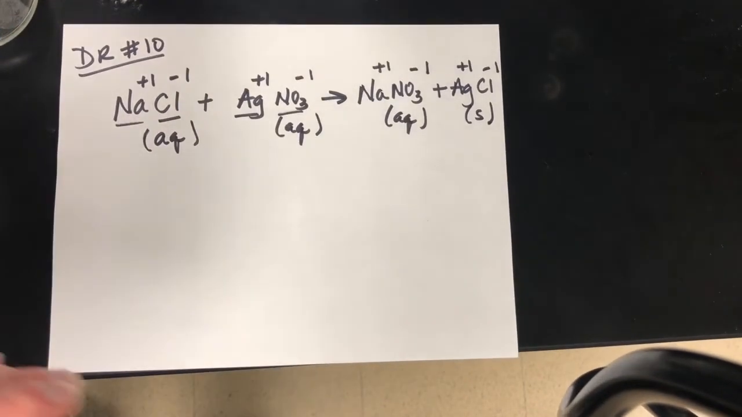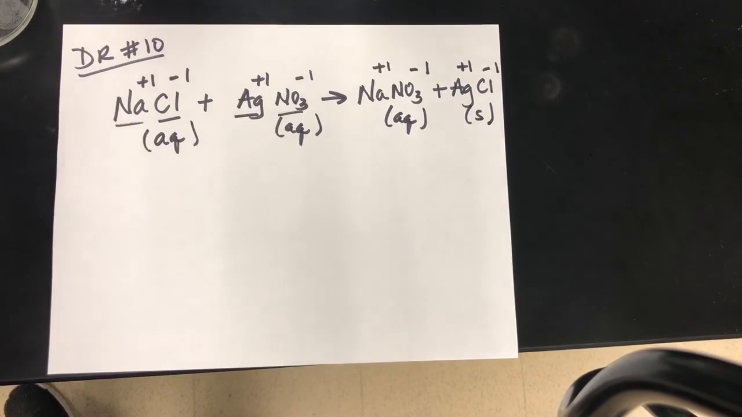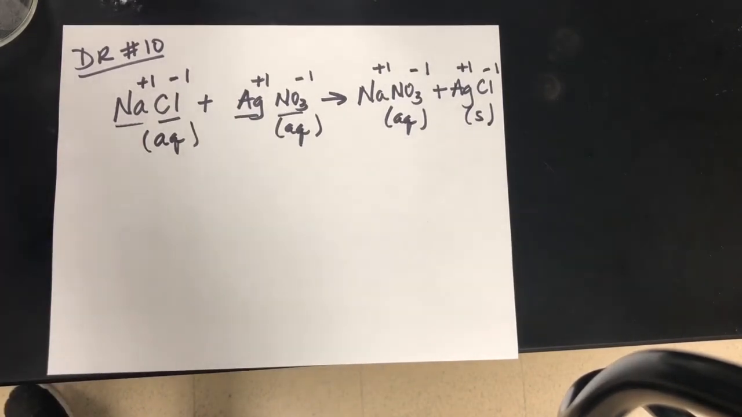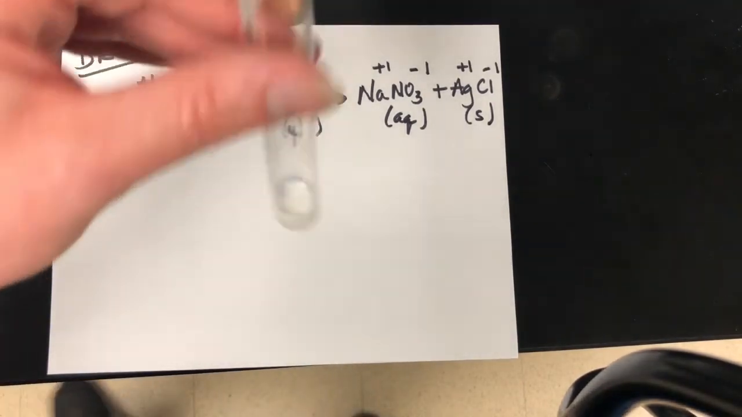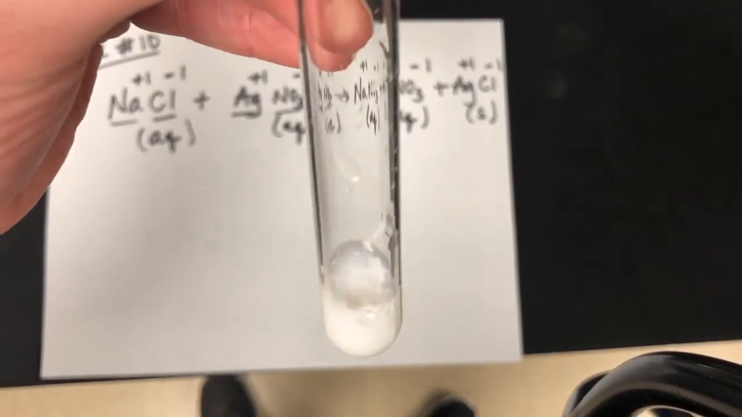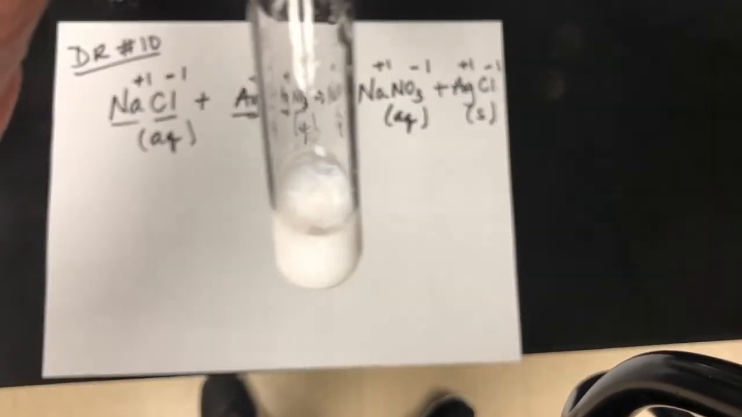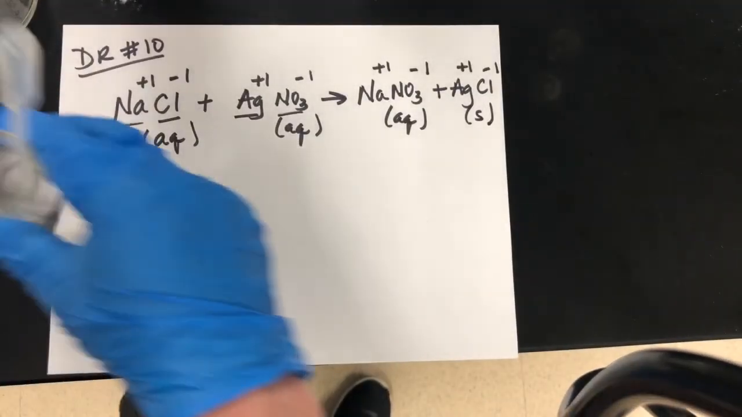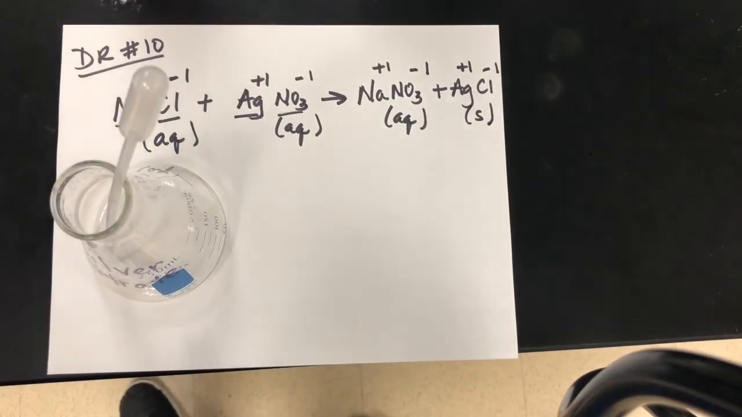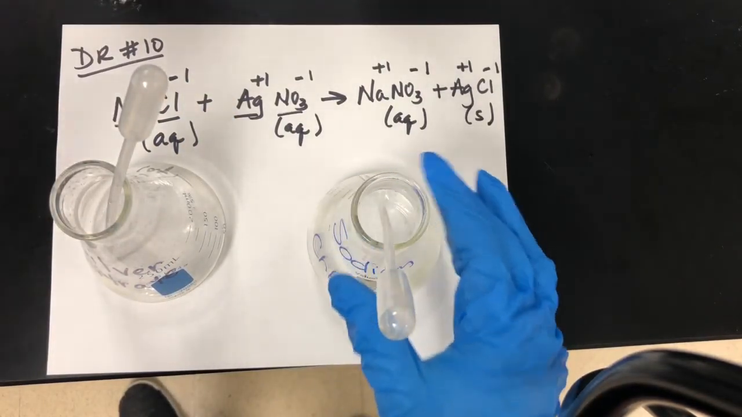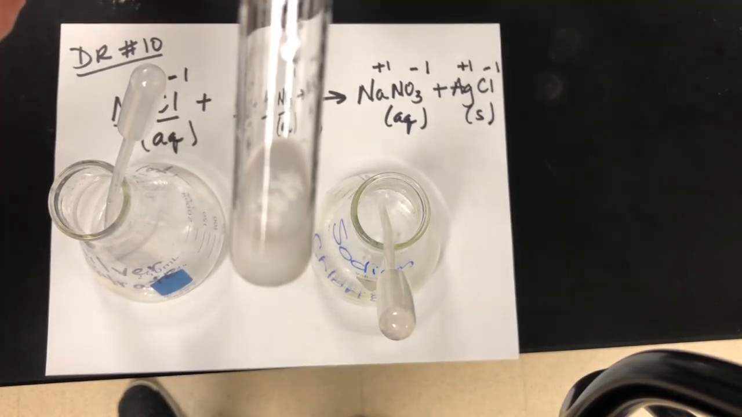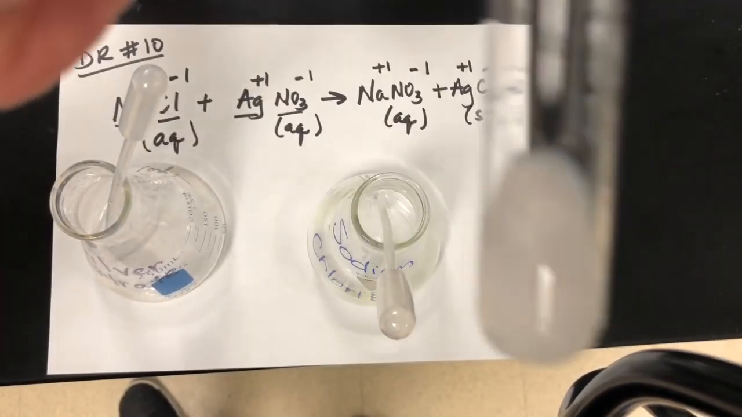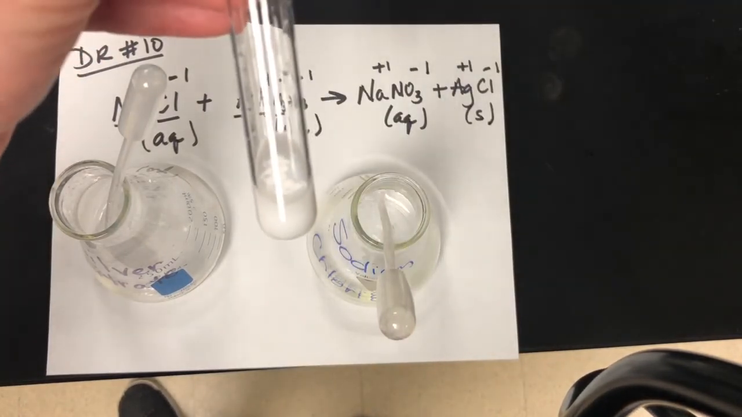So I'm going to take a squirt of sodium chloride. And I'm going to take a squirt of silver nitrate. Okay, so what you get is a nice precipitate that forms. Our silver nitrate was clear and our sodium chloride was clear. So when you mix 2 soluble liquids together and get an insoluble solid, you form a precipitate.